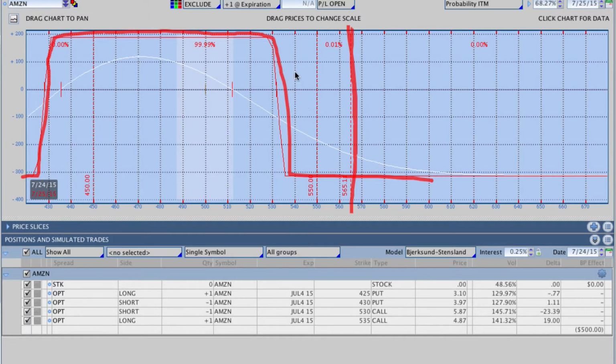But again, the strategy for tomorrow is going to be, since Amazon has tested the call side here, we're going to roll out the call side to the monthly options. Okay, so we have these calls. We're going to roll the 530, 535 call spread out to the August monthlies, and we're going to do the exact same strike prices. So we're not going to change anything. Same strikes, 530, 535, but this time in August.